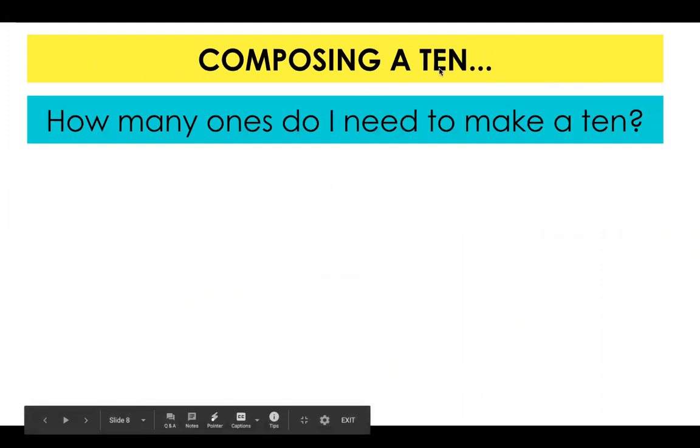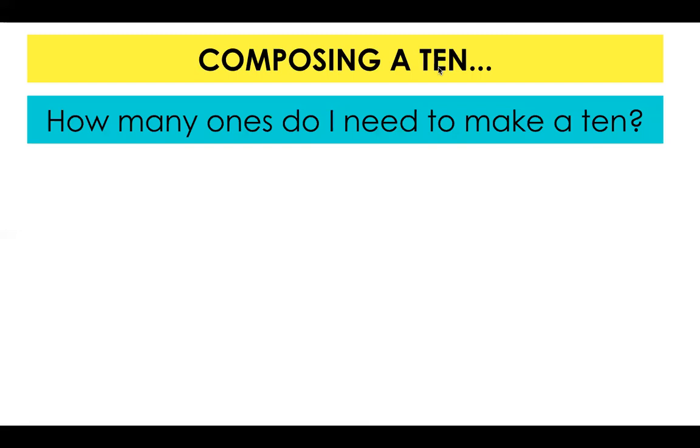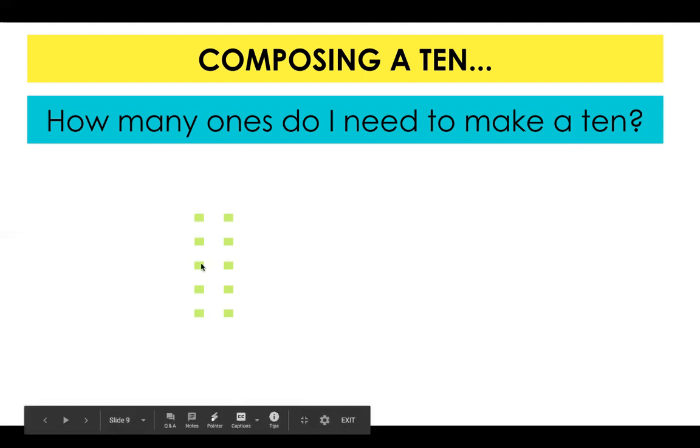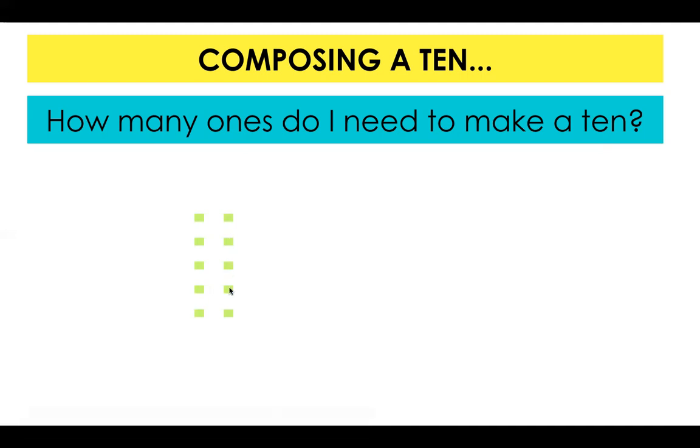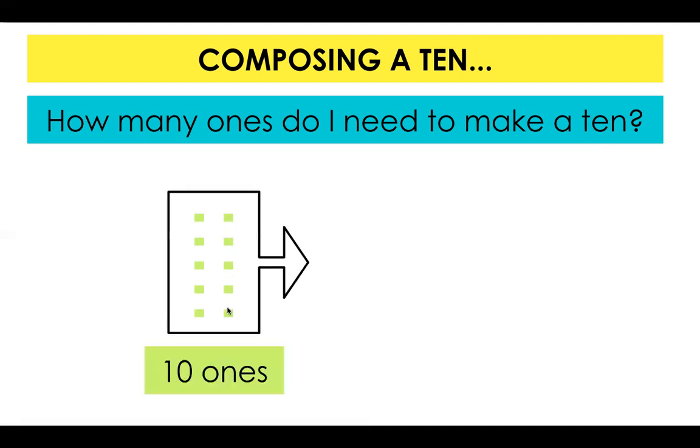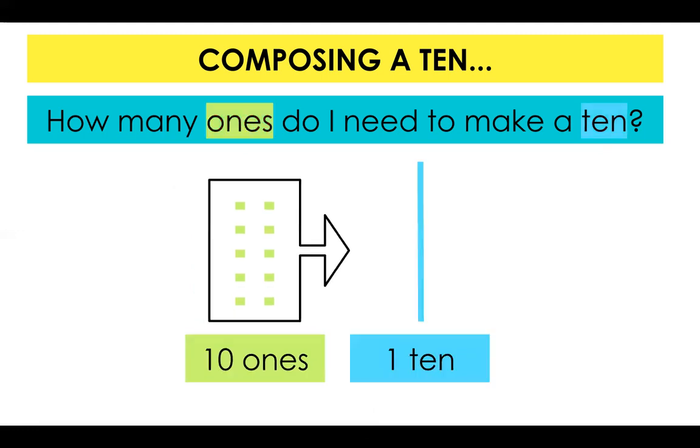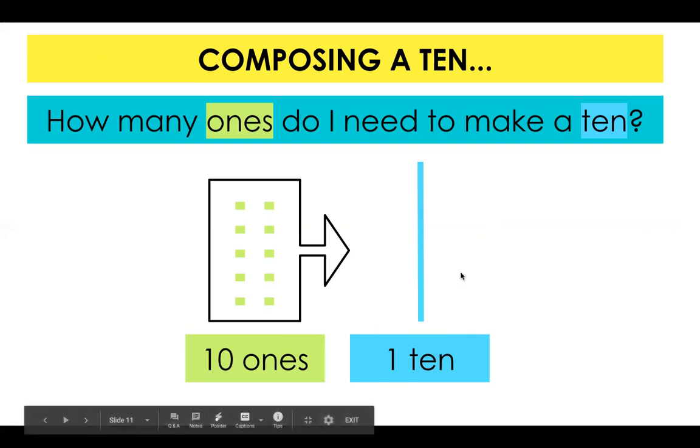Now, composing a 10. We talked about this in class yesterday. How many ones do I need to make a 10? Just think of the answer in your head. Well, if you have 1, 2, 3, 4, 5, 6, 7, 8, 9, 10 ones, that makes 10. So when we have to bundle up 10 ones, we can turn that or make it into a 10, trade it in for a 10.